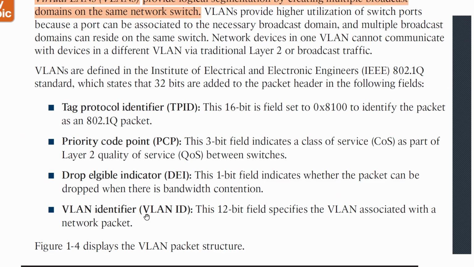And your VLAN ID is what? 12 bit. So 12 bit means what? 2 raised to power 12, which is 4096. These many VLANs are there. So in the Ethernet header, these things are added. This is clear? Okay.